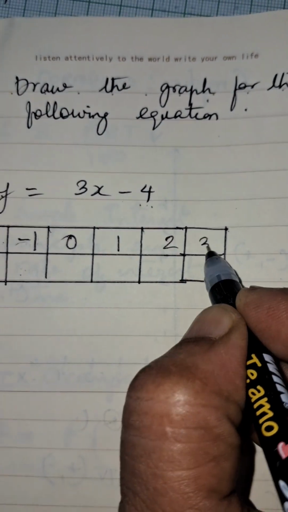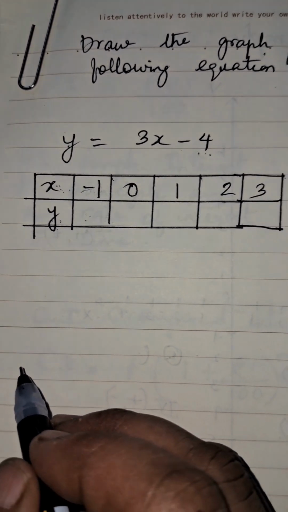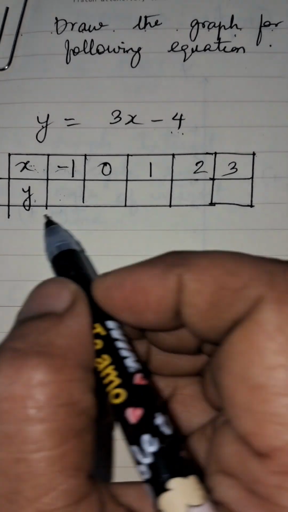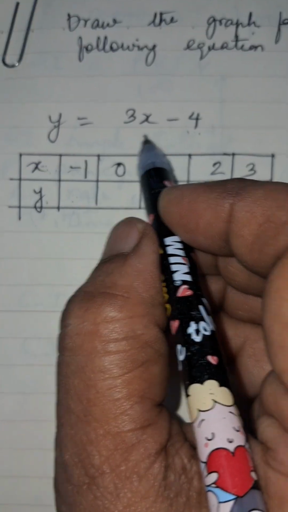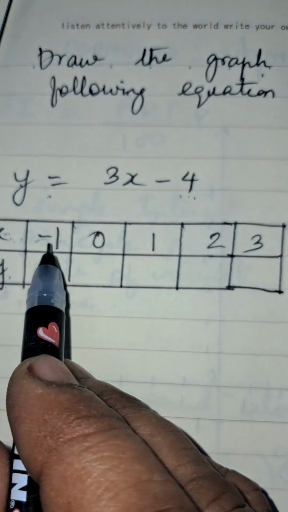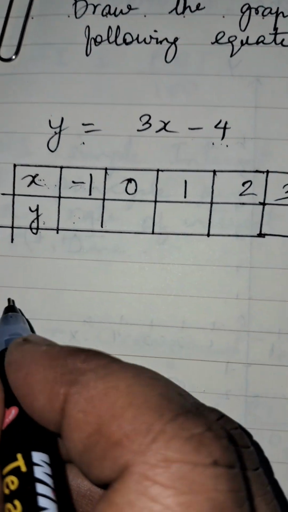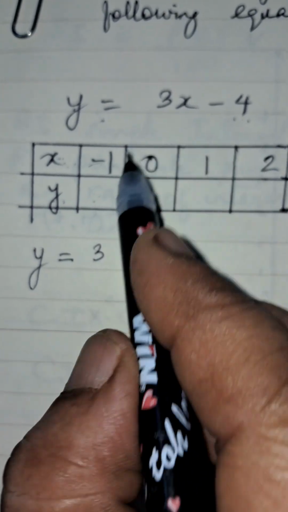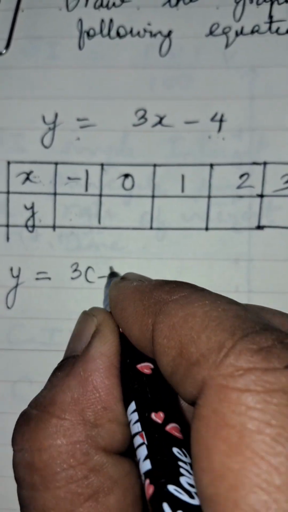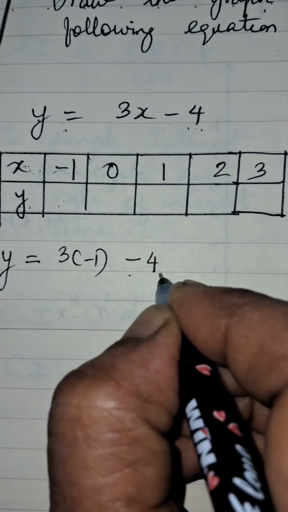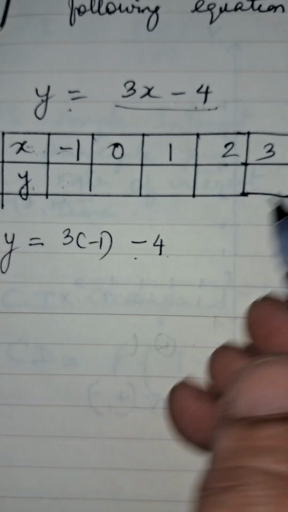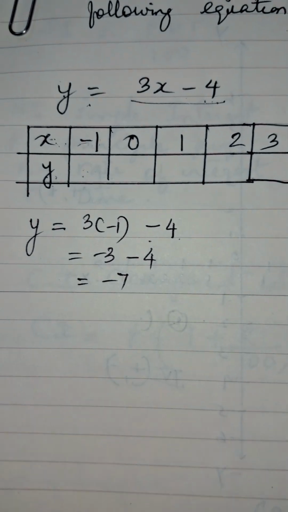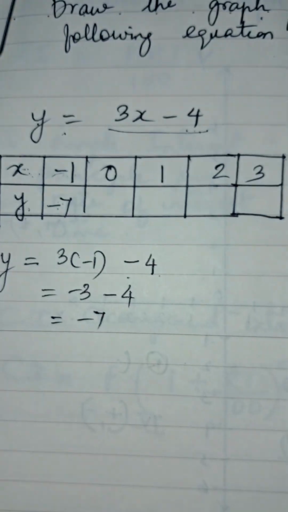Then 1, 2, 3, this is the easiest set for me. I always pick these values for x. These are the values which I have taken because I have to plot a graph and find the respective values of y. Now let's solve. y is equal to 3, in place of x I will write minus 1, and then minus 4. This minus 4 I got from this equation. This will be minus 3 minus 4 and it will be minus 7. So I should write here minus 7.